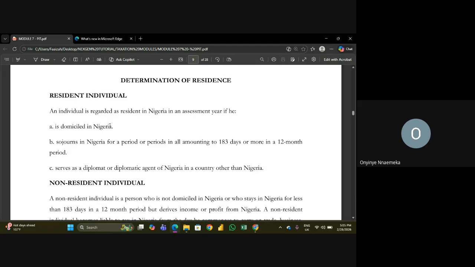And the last one, you serve as a diplomat or diplomatic agent of Nigeria in a country other than Nigeria. It does not mean you are no longer a resident. You are still a resident of what? Of Nigeria.